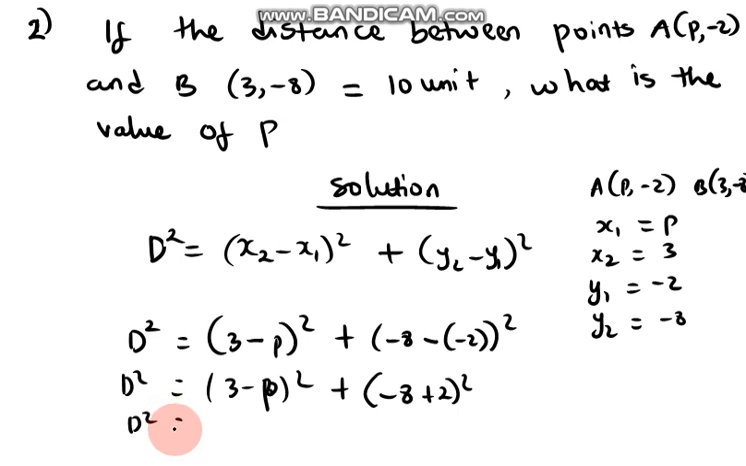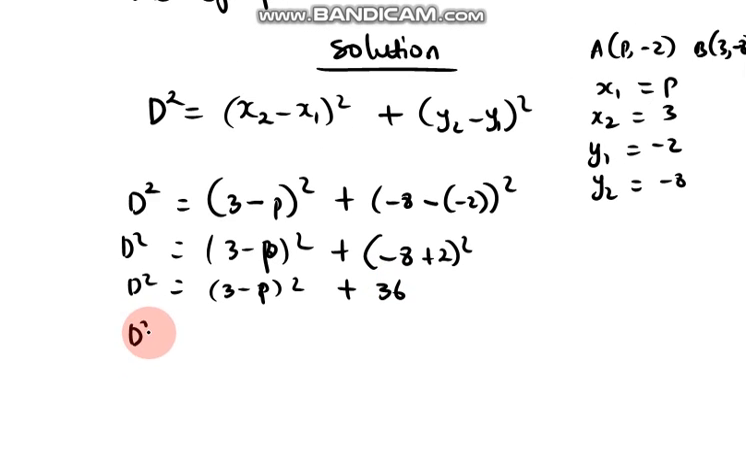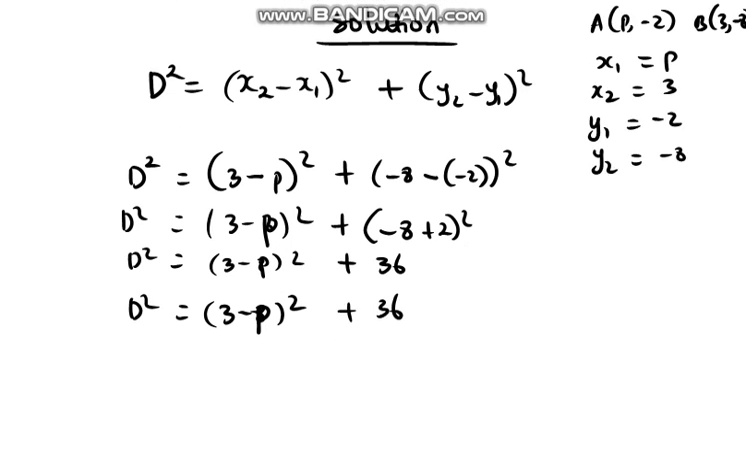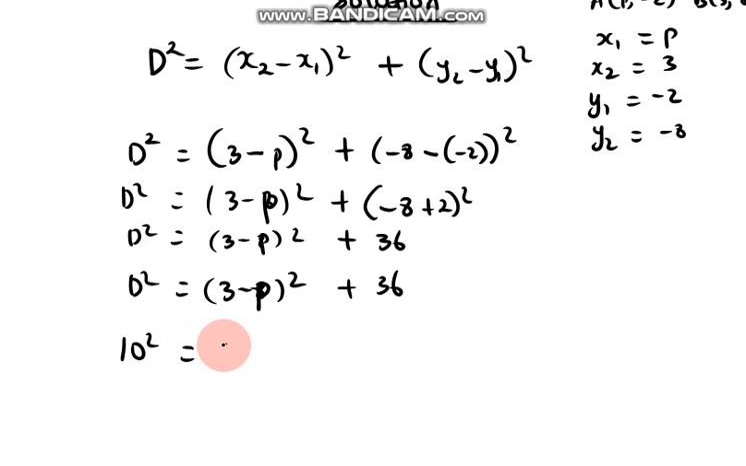So d square equals 3 minus p all square plus, minus 8 plus 2 gives us minus 6. If you square that, it gives you plus 36. So d square equals 3 minus p all square plus 36. And our d from the question is 10 units. So 10 square equals 3 minus p all square plus 36. Now 10 square is 100.